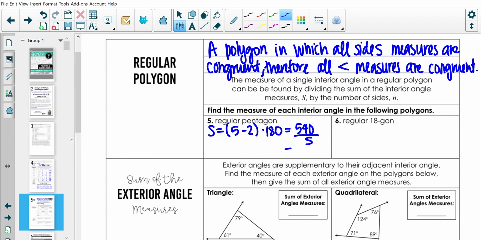What do you get when you divide this? 108.